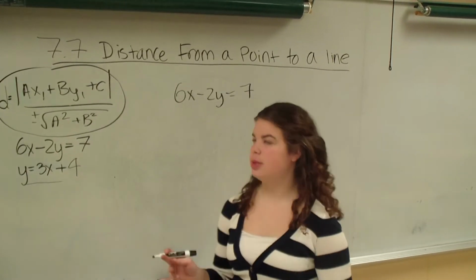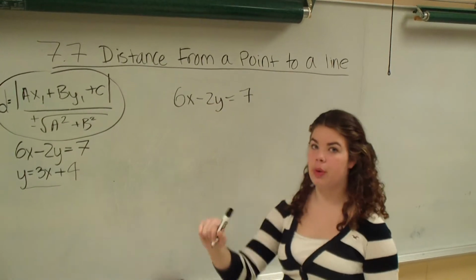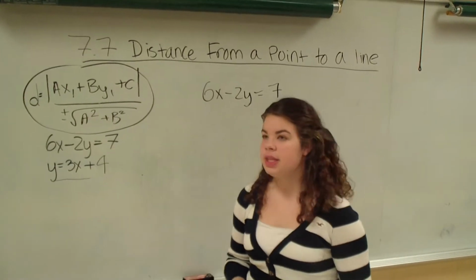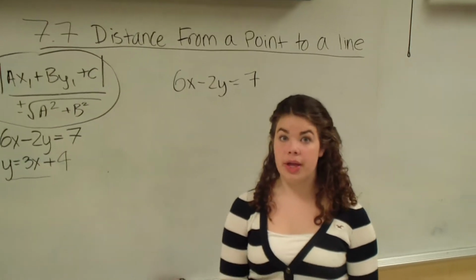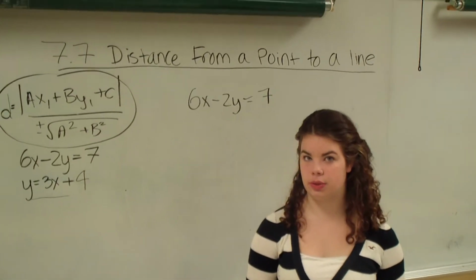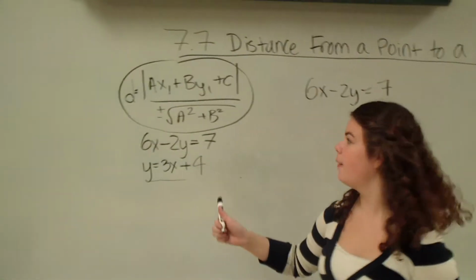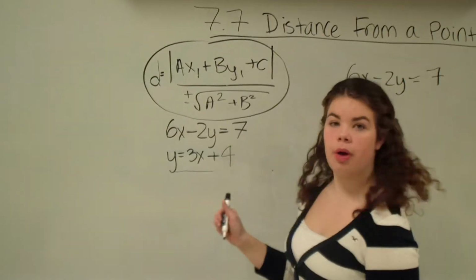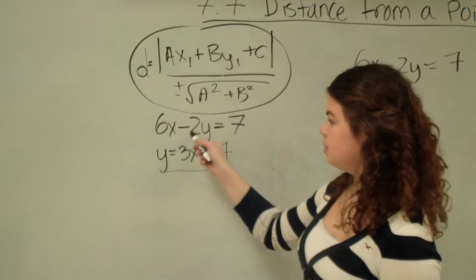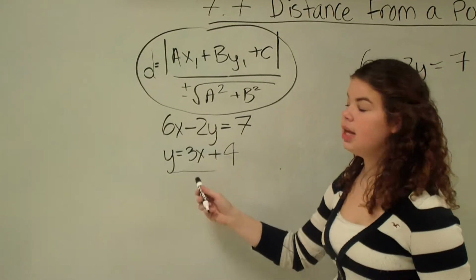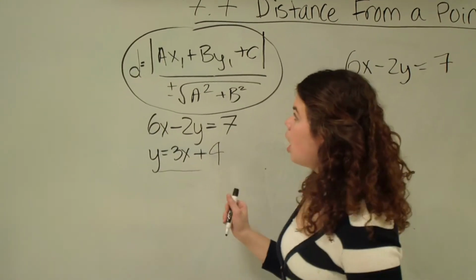Okay, so today we're going to be learning about the distance from a point to a line. The equation that we're going to use only deals with a point to a line, but you can find out the distance between two lines, and let's look at how to do that. Our problem wants us to find the distance between these two lines: 6x minus 2y equals 7 and y equals 3x plus 4.